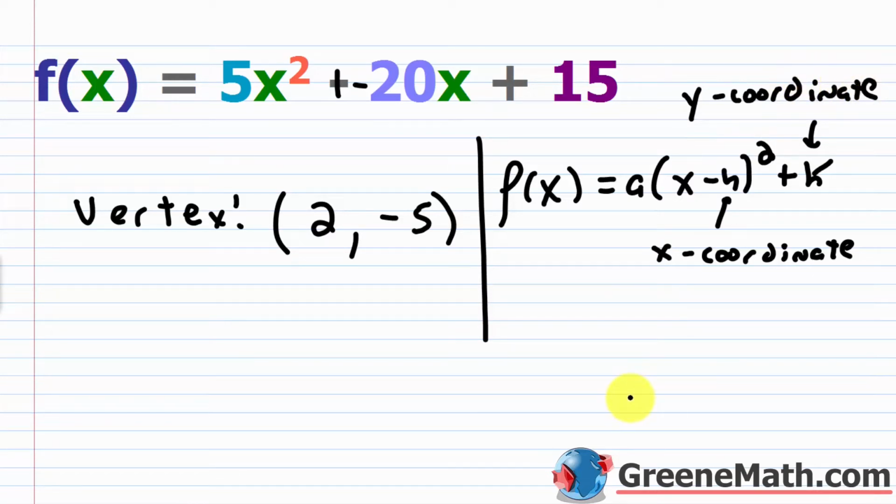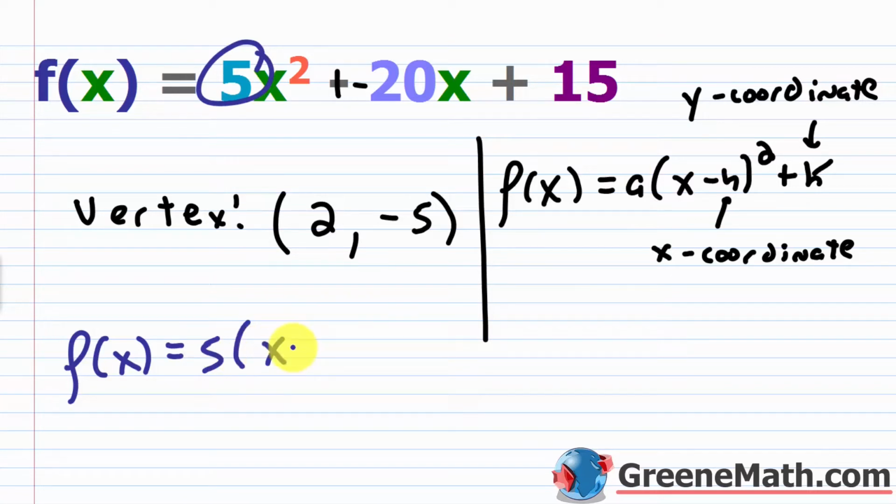Okay, so what we want to do here is say that we have what? We have f of x equals, what's my a? What's this, right? It's the 5. So 5 times the quantity x minus, what's my h? It's the x coordinate. So from the vertex, my x coordinate is 2. And this quantity squared. And then plus, we have my y coordinate, which is k. Okay, so this is negative 5 in this particular case. So I can put plus negative 5 if I want, or I could just put minus 5. It doesn't really matter. So the vertex form here is f of x equals 5 times the quantity x minus 2 squared, and then minus 5.